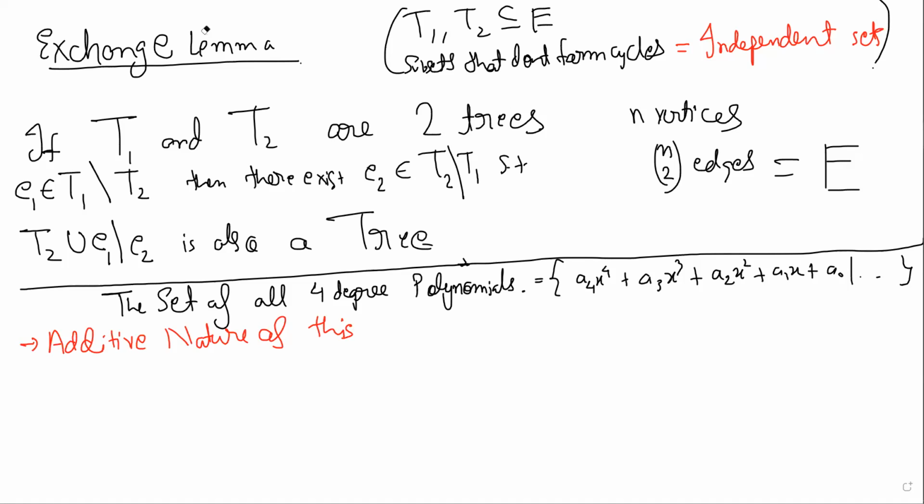Or maybe not even that, I should say, of all degree less than or equal to 4, okay? Because this can have degree less than 4 also, because when I add, it can go down. So we want to understand the additive nature of this set. For the time being, let us just forget that it has a multiplication at all. That will help us to understand better.